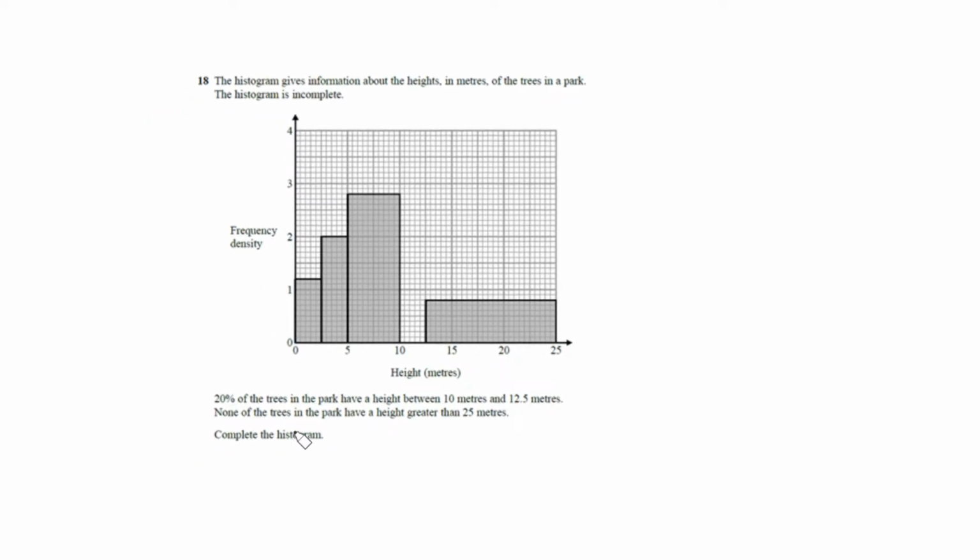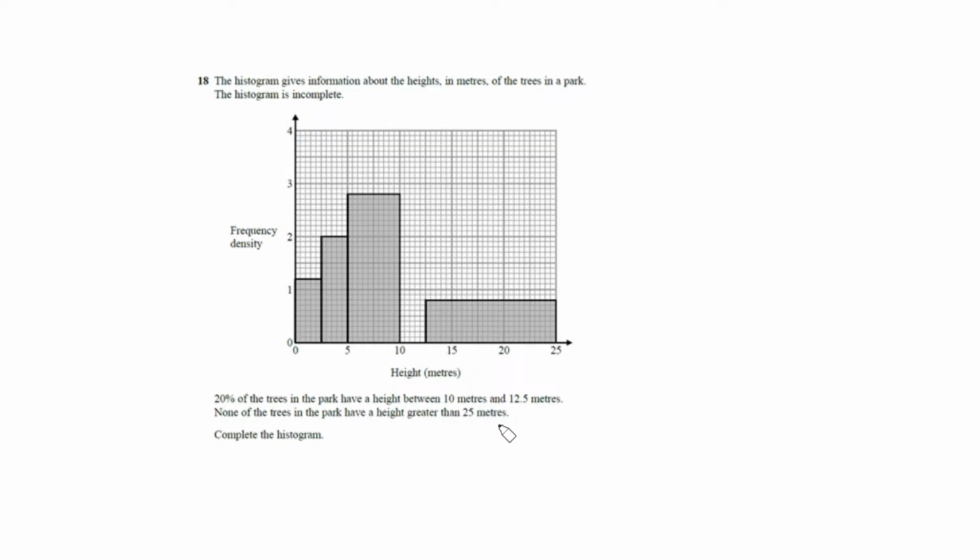Okay, I think you mean something like this maybe. We've got a percentage down here, a 20%. I think a lot of the time it's 20% actually. But anyway, it doesn't really matter what the percentage is. There is a percentage. So the histogram gives information about the heights in meters of the trees in a park. As you can see, the histogram is incomplete. We're missing this bar here. So 20% of the trees in the park have a height between 10 meters and 12.5 meters. So that is this bit here, isn't it? That is the bar that's missing. So that accounts for 20% of the whole histogram.